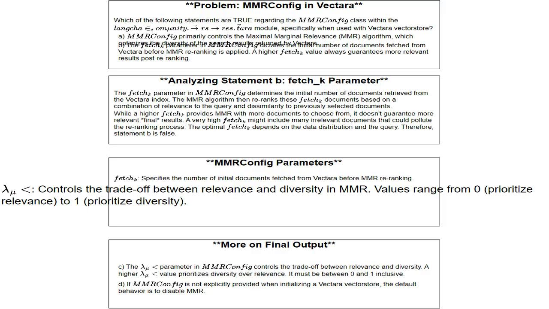Let's discuss the lambda_mult parameter. As mentioned, the lambda_mult parameter plays a key role in balancing relevance and diversity. A value of 0 emphasizes relevance, while 1 emphasizes diversity.